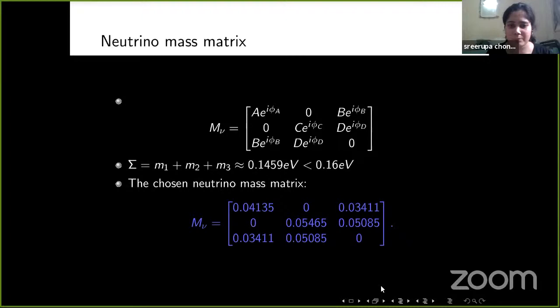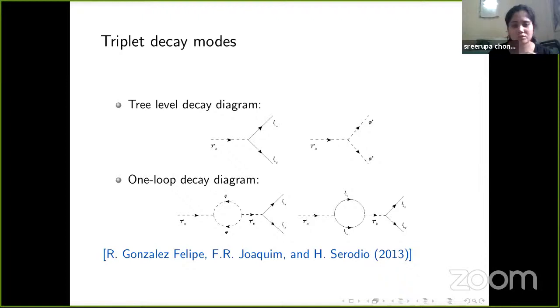Now, to talk about the triplet decay modes, it has two types of decay modes. It can decay into charged leptons and it can decay into the standard model Higgs. From the interference between the tree level and the one loop decay corrections, we get the CP asymmetry, and to obtain a non-vanishing CP asymmetry, we need at least two heavy triplet scalars.